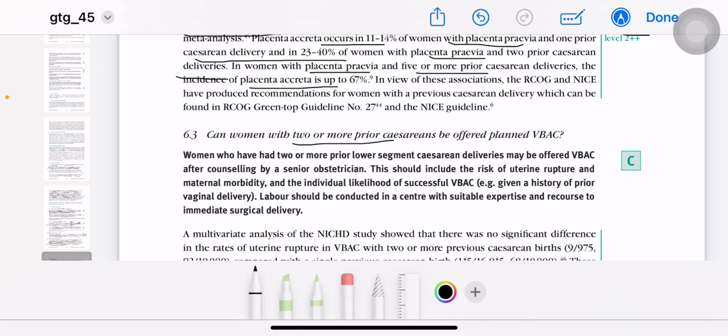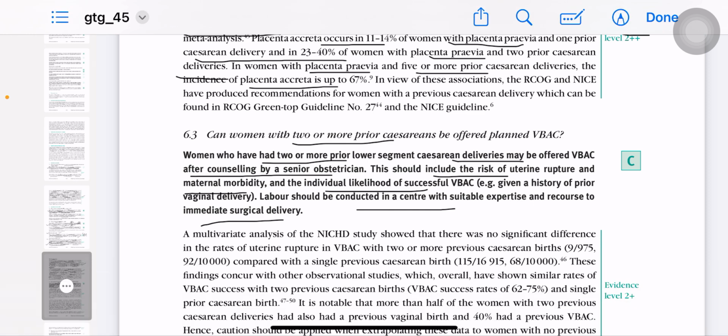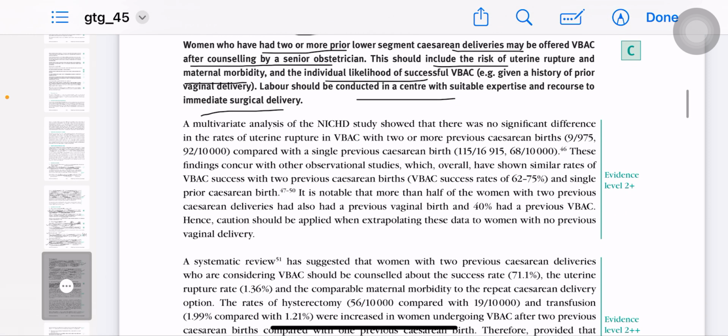Can women with 2 or more prior cesareans be offered a plan of VBAC? Women who have 2 or more prior lower segment cesareans may be offered VBAC after counseling by a senior obstetrician. This includes the risk of uterine rupture and maternal morbidity and the individual likelihood of successful VBAC, given a history of prior vaginal labor. It should be conducted in a unit with suitable expertise and recourse to immediate surgical delivery. So basically, with placenta previa and prior cesarean section, we will usually avoid vaginal birth after cesarean, because the chance of rupture is more in that case.